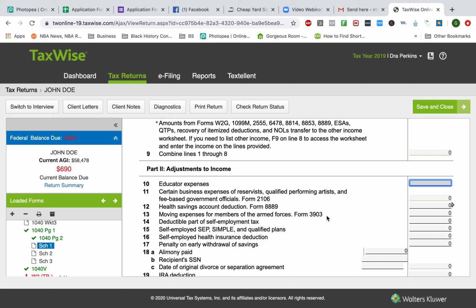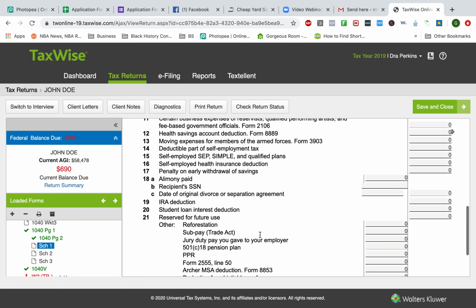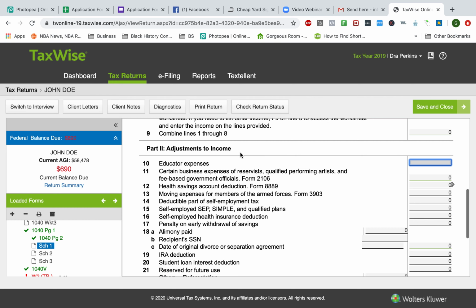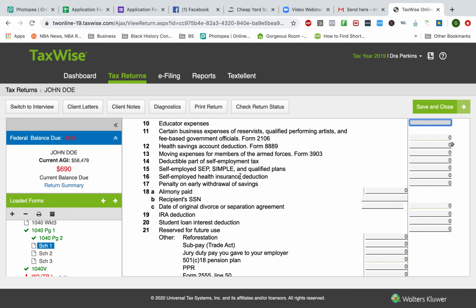Moving expenses for members of the armed forces. If he was in the military, of course, he'll get a big tax deduction there. Health savings account deduction. So people who put their money in health savings accounts, they get that money back or they get taxed less. And also, if you have a self-employed health insurance deduction, all these terms, don't get overwhelmed by what they mean. Honestly, I don't know what most of them mean. They change so often. I'm just saying that some deductions apply to some people.